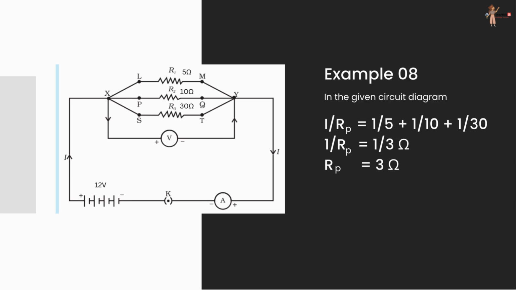The total resistance Rp is given by 1 by Rp equal to 1 by 5 plus 1 by 10 plus 1 by 30. So Rp is 3 ohms. Let's take one more example.